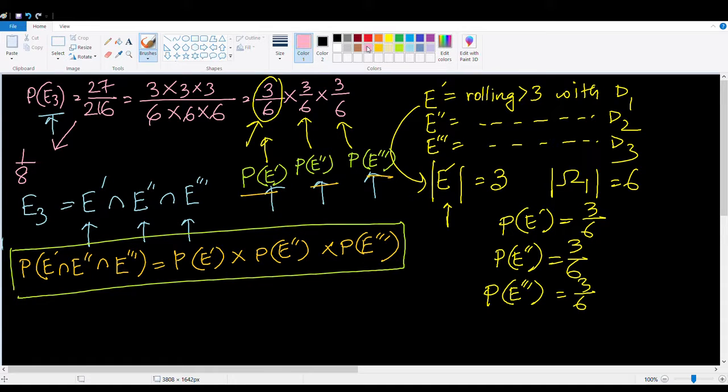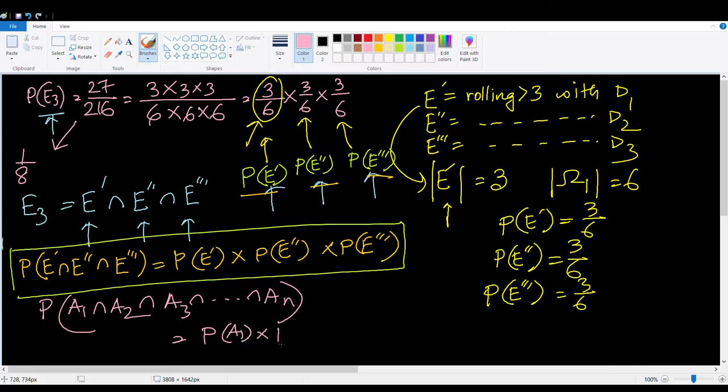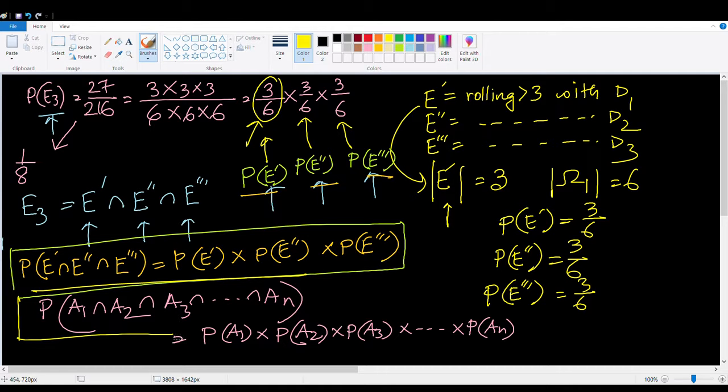So now if A1, A2, A3 up to AN are n events which are pairwise independent, then the probability of all of these n events to happen together, which is P of A1 intersection A2 intersection A3 up to AN, will be equal to the product of the individual probabilities, like P of A1 times P of A2 times P of A3 and up to P of AN. This is a very useful formula, and we are going to use it on and off in our future problems, so you must remember it.